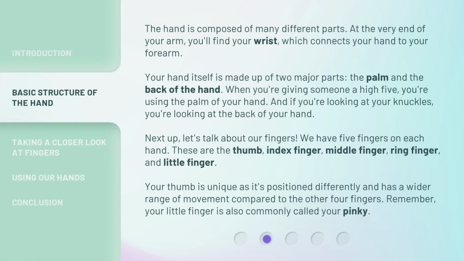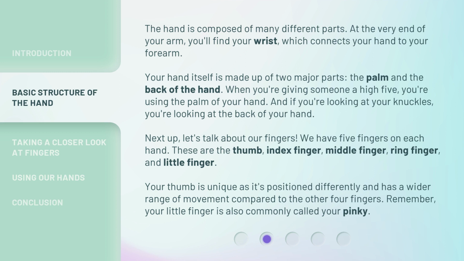The hand is composed of many different parts. At the very end of your arm, you'll find your wrist, which connects your hand to your forearm. Your hand itself is made up of two major parts, the palm and the back of the hand. When you're giving someone a high five, you're using the palm of your hand. And if you're looking at your knuckles, you're looking at the back of your hand.